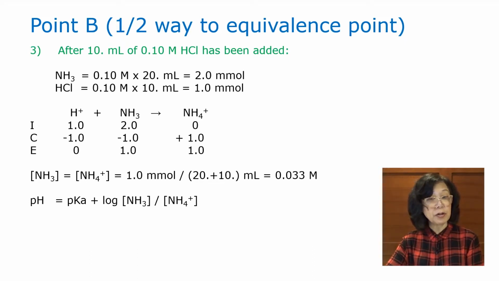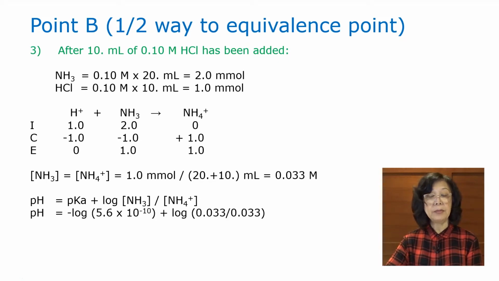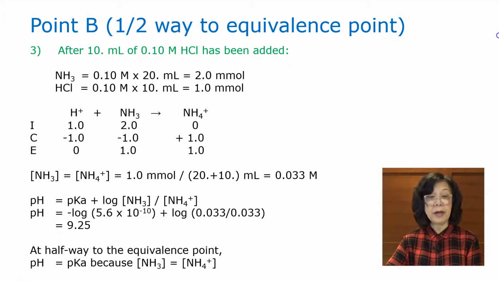Calculating the concentration of the two components, it is 1 millimole over 30 milliliters, which is 0.033 molarity. And substitute the numbers into the Henderson-Hasselbalch equation. We have pH equal to negative log of Ka. So pH is 9.25. At halfway to the equivalence point, pH is equal to pKa because ammonia and ammonium concentrations are the same.